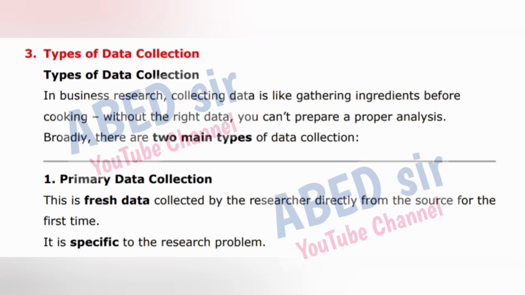Types of data collection. In business research, collecting data is like gathering ingredients before cooking. Without the right data, you can't prepare a proper analysis. Broadly, there are two main types of data collection. 1. Primary data collection. This is fresh data collected by the researcher directly from the source for the first time. It is specific to the research problem.